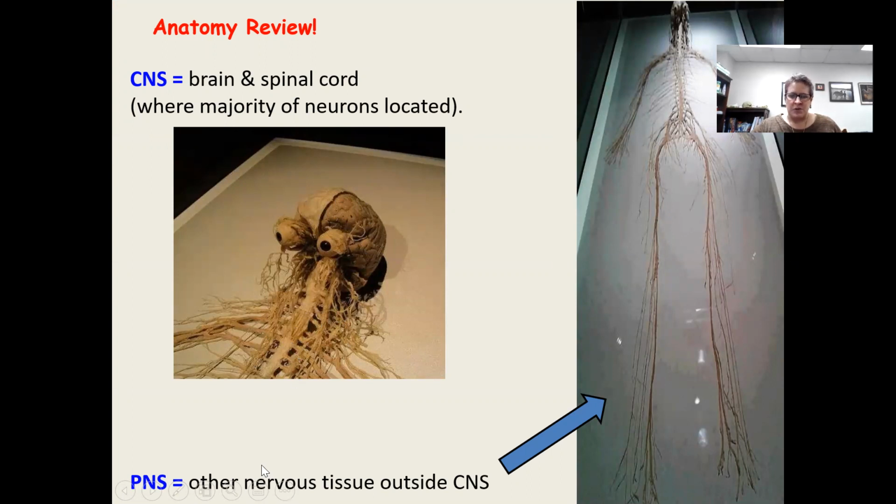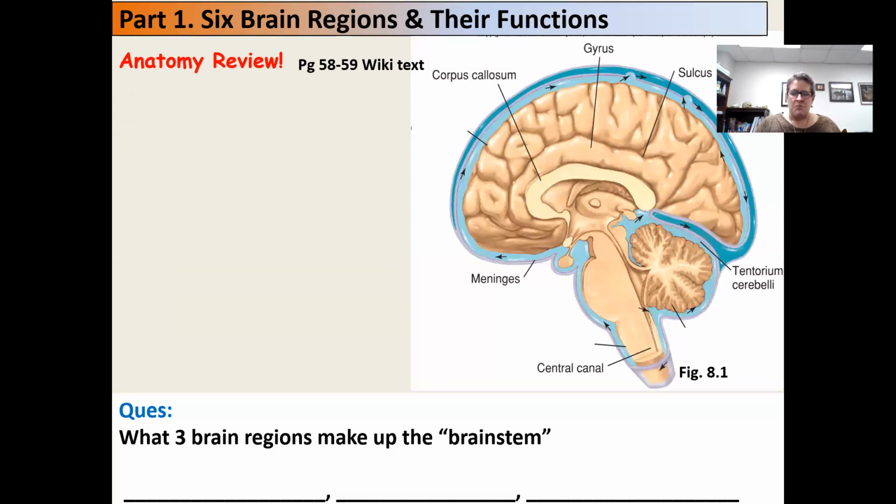Now, the peripheral nervous system is all other nervous tissue that's outside of the spinal cord. So if we look at this figure over here, that is basically anything outside the spinal cord. All right, so that's probably all the nerves that you learned in anatomy. Okay, let's continue on. More review, yay. And if you go to page 58 to 59 in your wiki text, you can read this material.